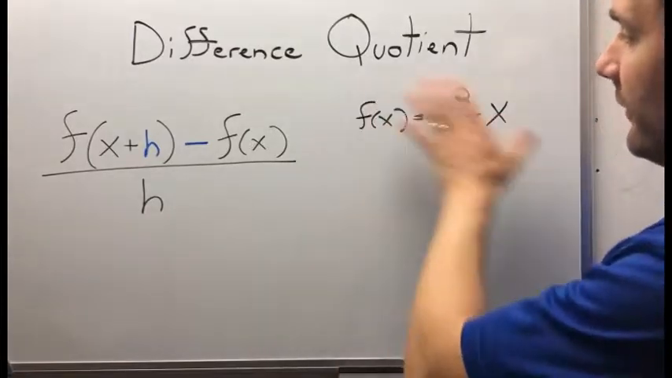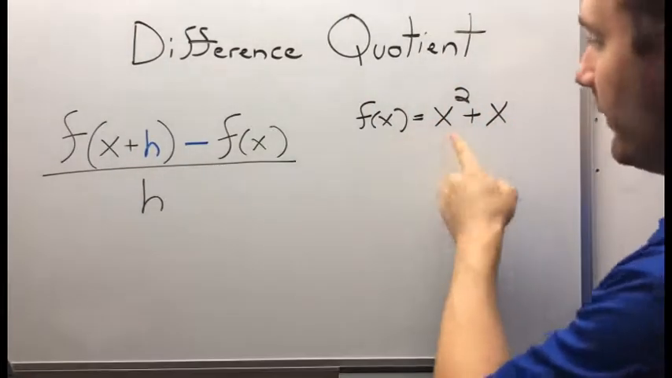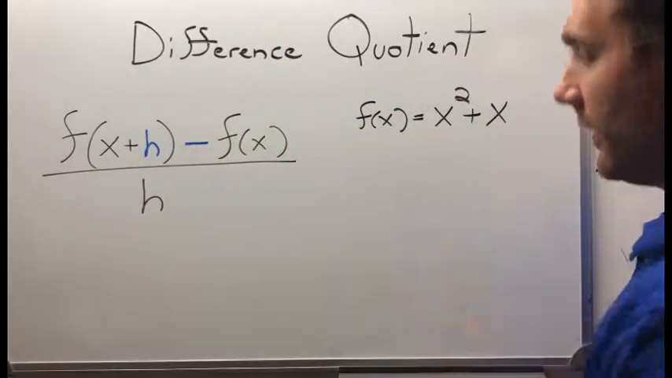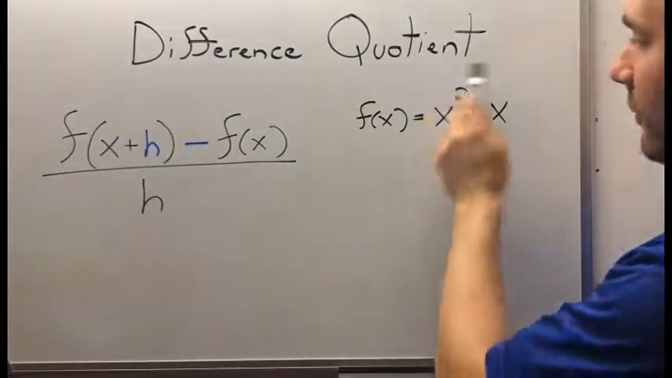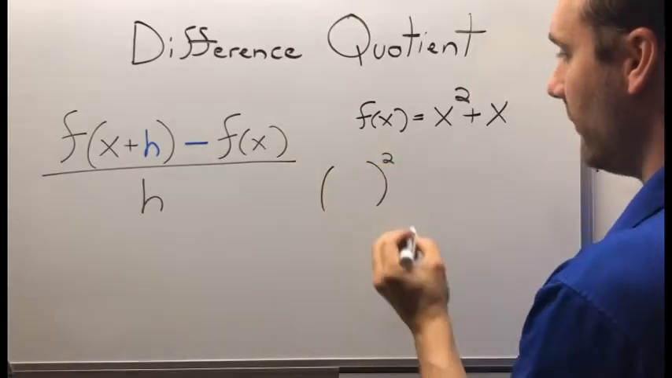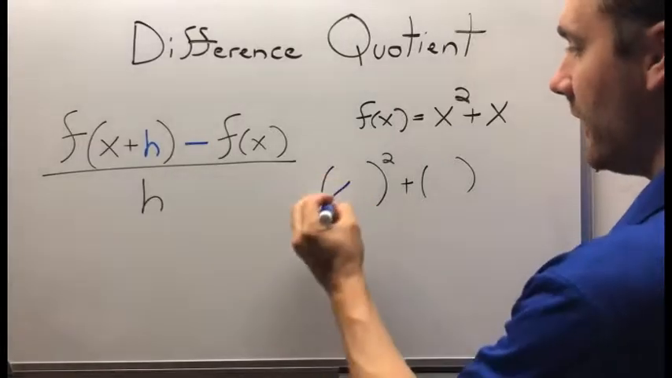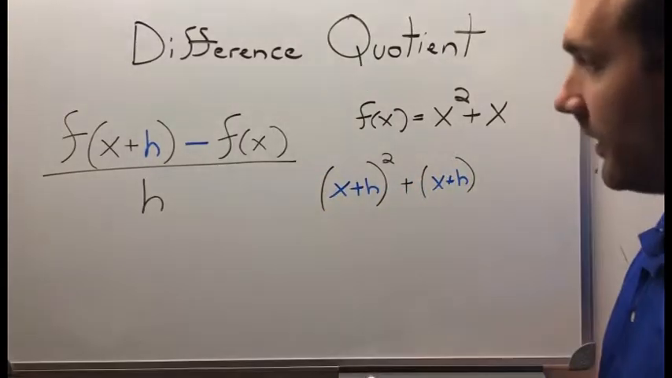Now let's see how we can find the slope of something a little bit more difficult. Notice I don't have this in slope-intercept form. This is a quadratic. So let me use the difference quotient trying to find the slope of this function. Again, for this f of x plus h, everywhere I see x, I need to add an x plus h. So I have something squared plus something, and inside there, x plus h, x plus h.